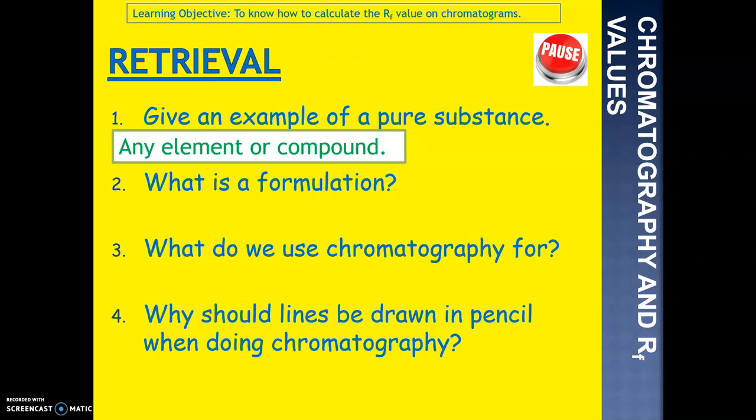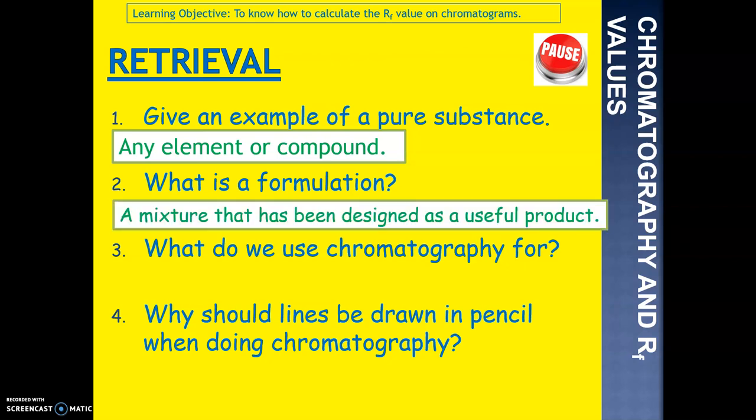What is a formulation? So a formulation is a mixture that has been designed as a useful product. So useful products, often fertilizers, are the most common example, a mixture of useful elements for plant growth. Question 3, what do we use chromatography for?